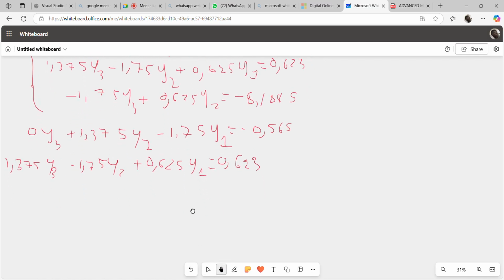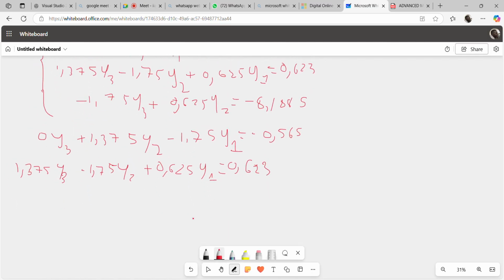Now you do the same, you move up. Do you have a y3 here? Yes, I do have a y3, which is minus 1,75 y3. Plus, do you have a y2? Yes, it is 0,625 y2. Do you have y1? No, so you have plus 0 y1. What is the guy outside? It is minus 8,1885.